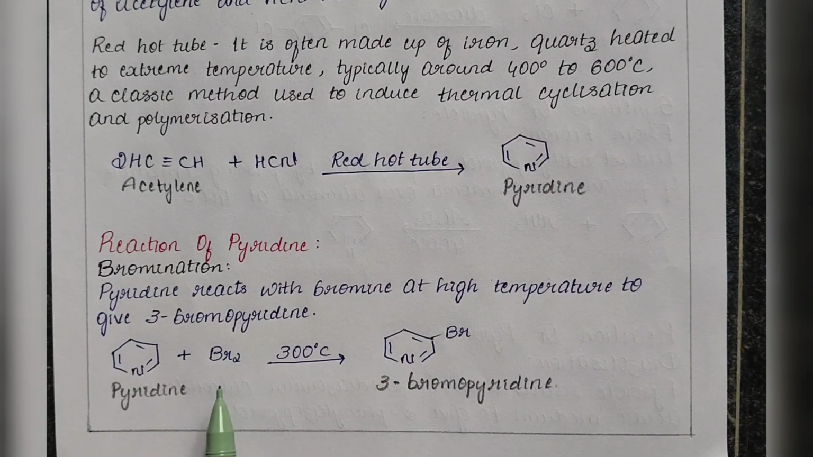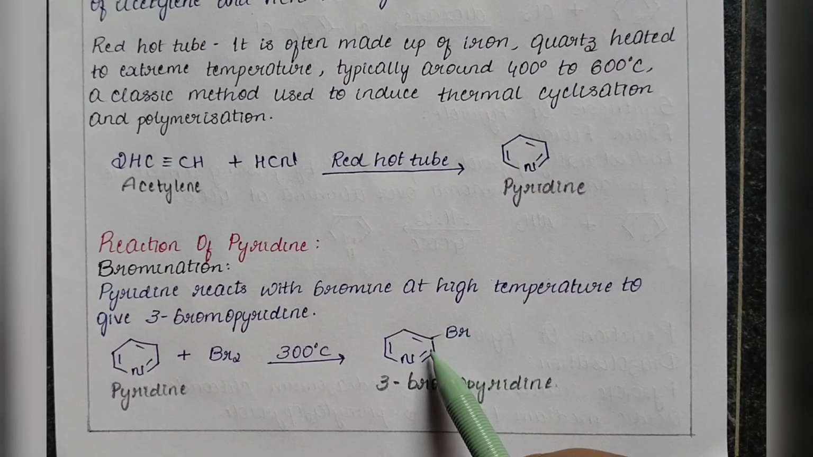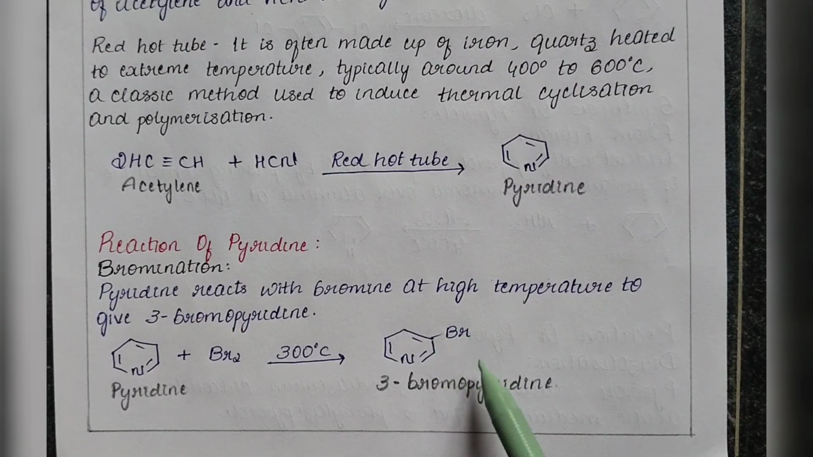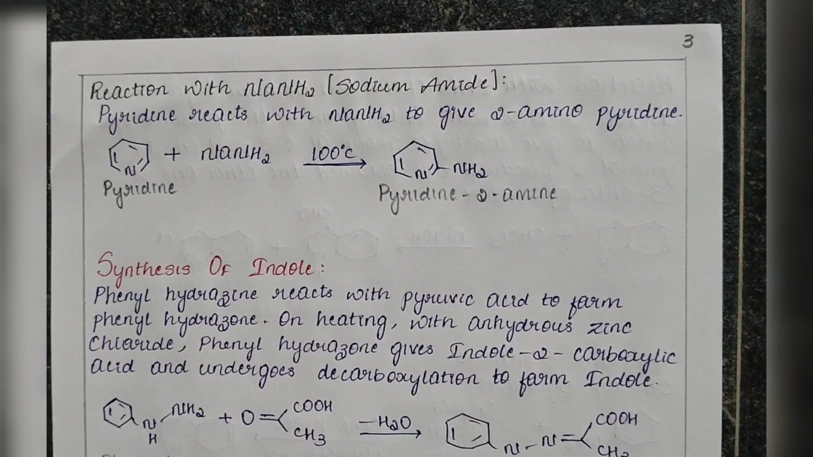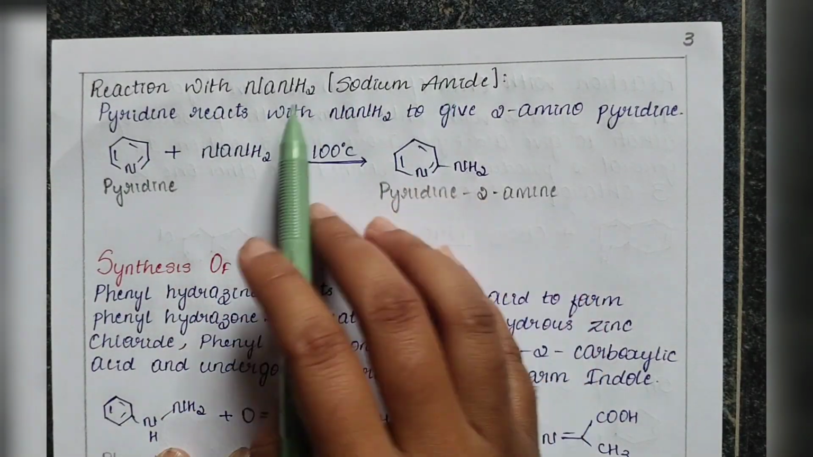When pyridine reacts with bromine at very high temperature, 3-bromopyridine is obtained. Here we can see instead of one hydrogen atom, bromine has got attached or bonded to the carbon atom of the pyridine ring. The next reaction is a reaction with sodium amide, also called sodamide.